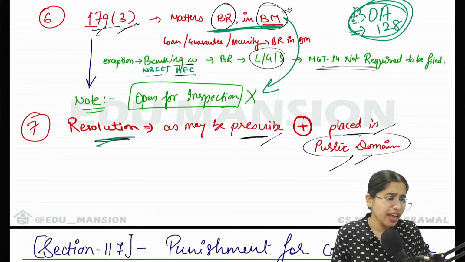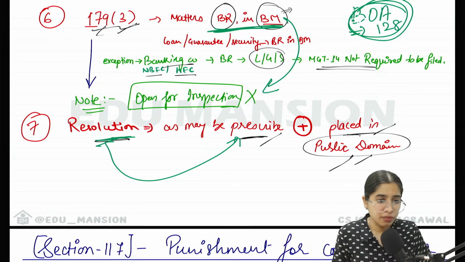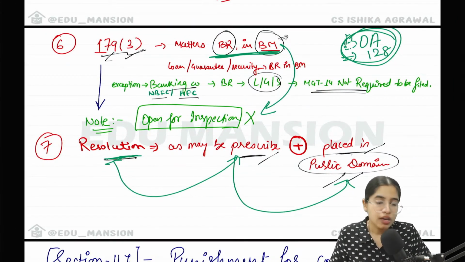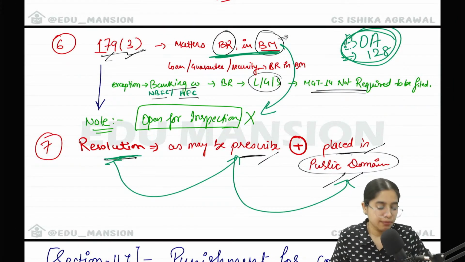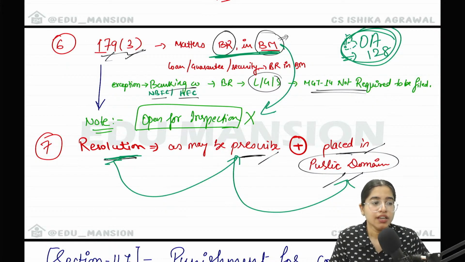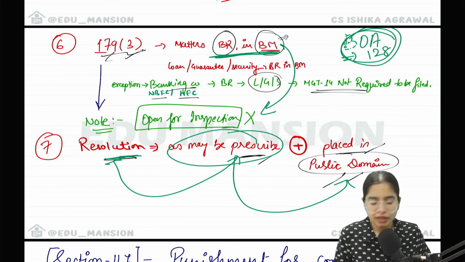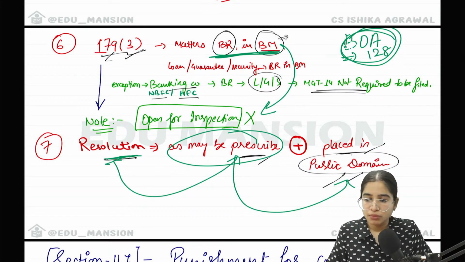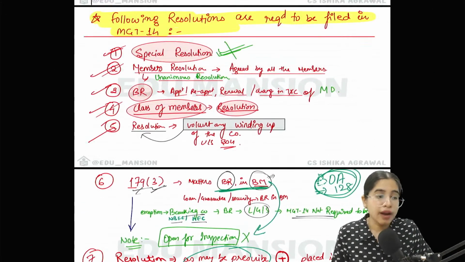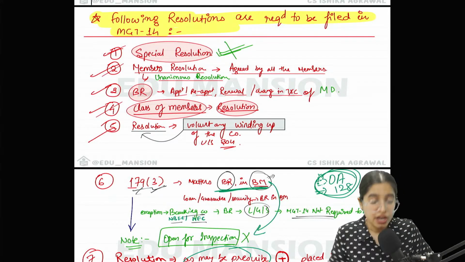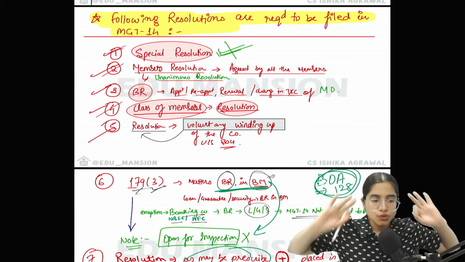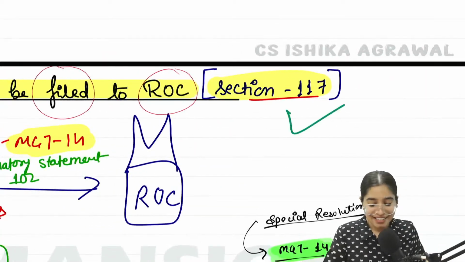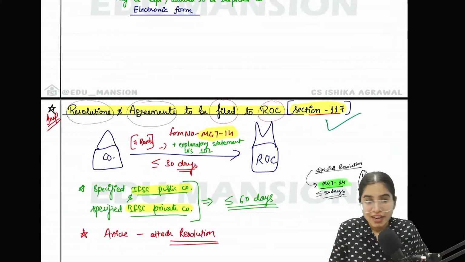Lastly, any other resolution which is prescribed by the government and which is available in the public domain, even for that resolution also company can be asked to file MGT14 within 30 days. So central government can prescribe any other resolution for which companies are required to submit MGT14. So here we are studying the matters for which a company has to file MGT14 within 30 days. With this, we are done with section 117.